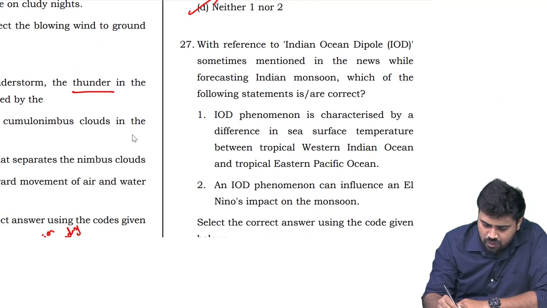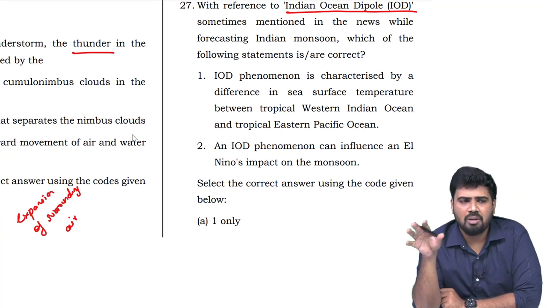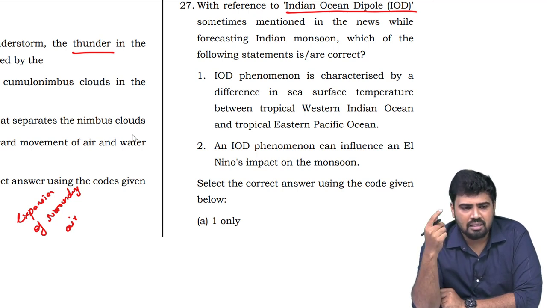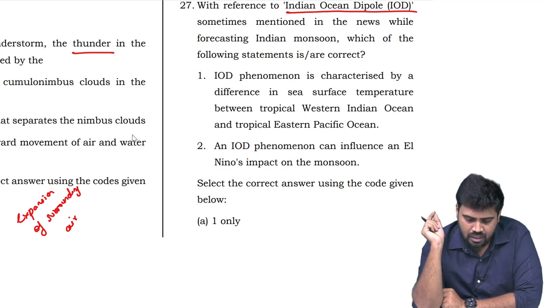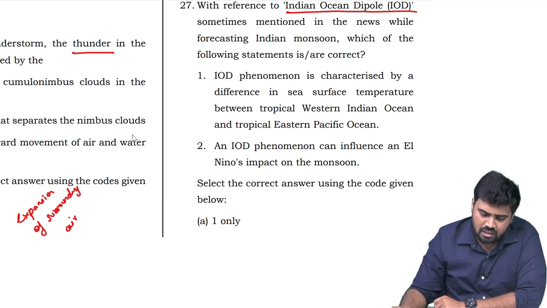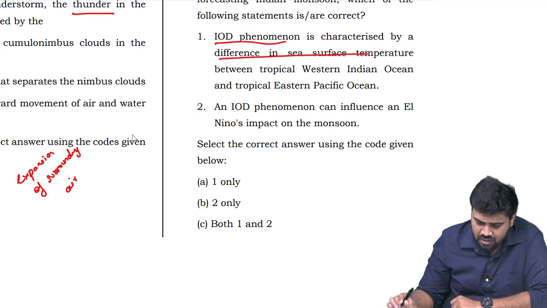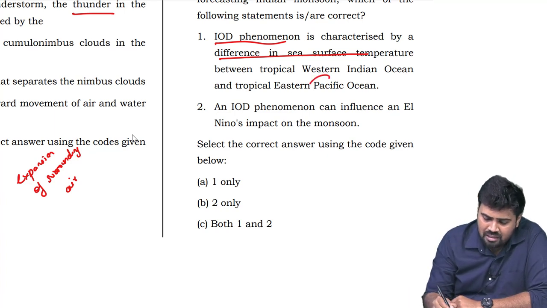27, with reference to IOD, we can expect these kinds of questions again, El Nino, IOD. We can expect these factors repeatedly because it is in current affairs and has a long term impact. So obviously we have to focus. With reference to IOD, sometimes mentioned in news while forecasting Indian monsoon, which of the following statements are correct? IOD, Indian Ocean Dipole, is characterized by a difference in sea surface temperature, yes it is true, between tropical western Indian Ocean and tropical eastern Pacific.